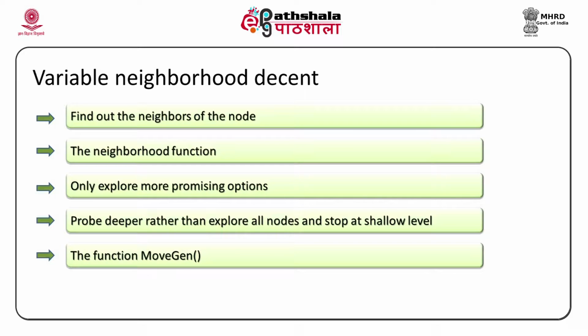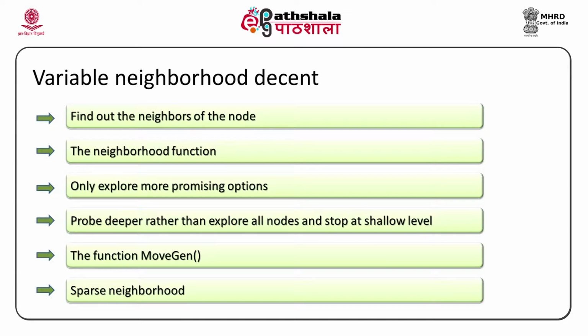Now, let me repeat what I am talking about. Given a solution state, I can generate multiple solution states from it. Depending on the condition that I use for choosing them, I can have fewer nodes or more nodes depending on the function that I choose. A function which produces fewer nodes is called a sparse neighborhood function, and one with more nodes is called a dense neighborhood function. Why is a sparse neighborhood to be chosen?